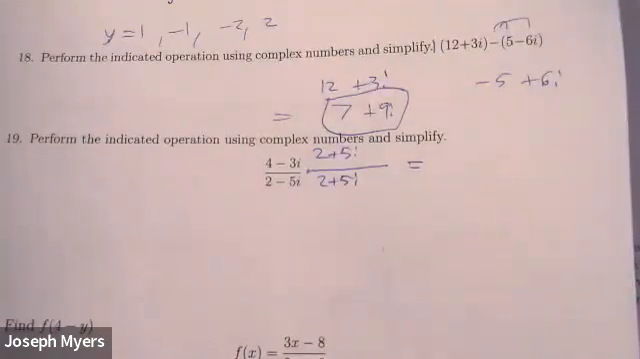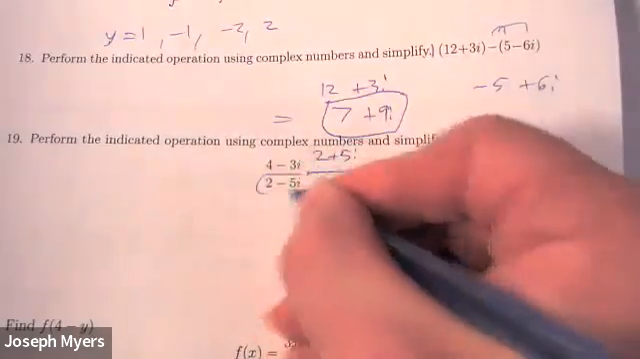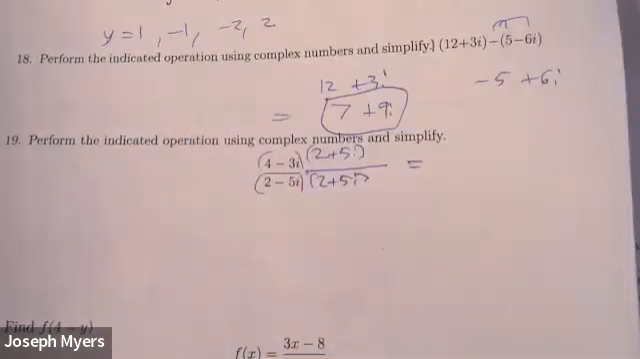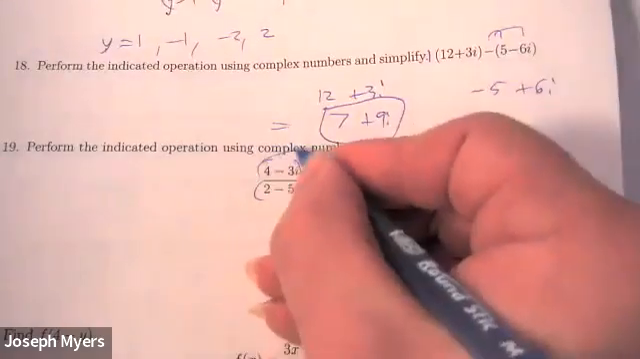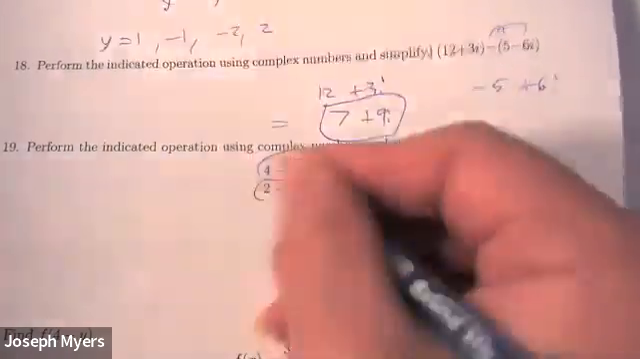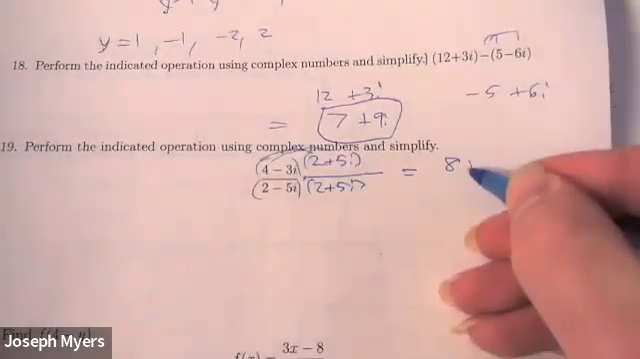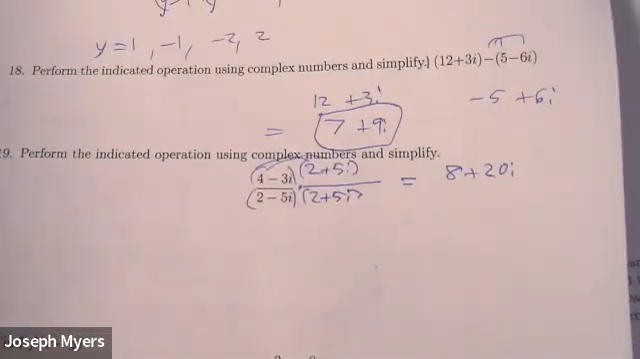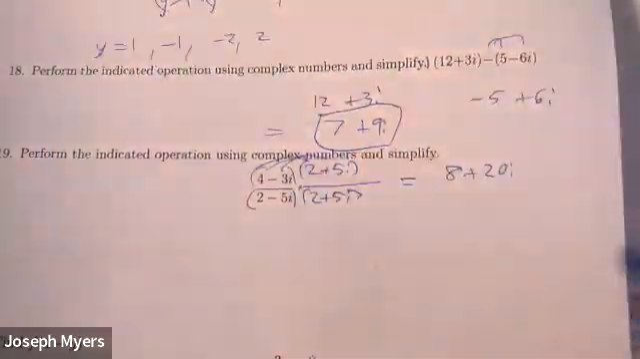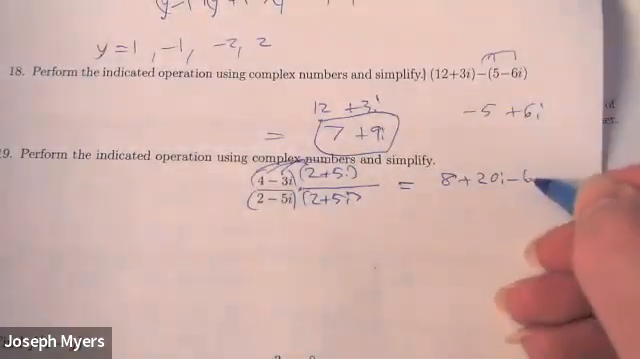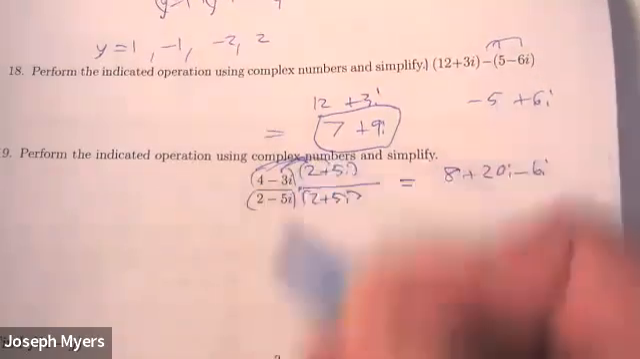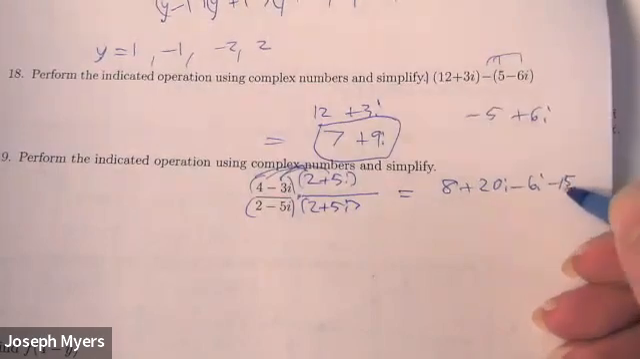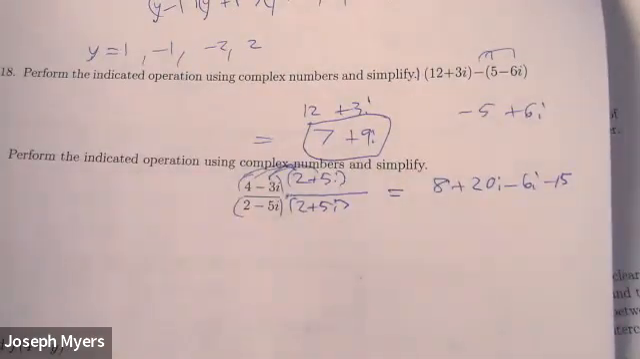Anytime you're multiplying a group of 2 things or more, you need to put them in parentheses. So put those in parentheses and then start multiplying. So what is 4 times 2? It is 8. What is 4 times 5i? It is 20i. And what is negative 3i times 2? Correct. And what is negative 3i times 5i? Yes. Well, almost. Negative 15. What is i times i?